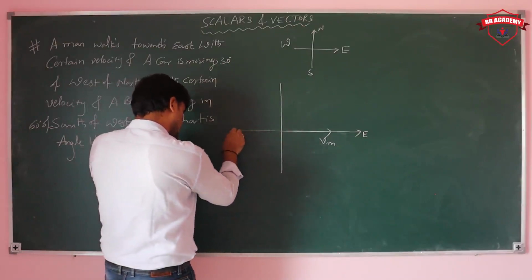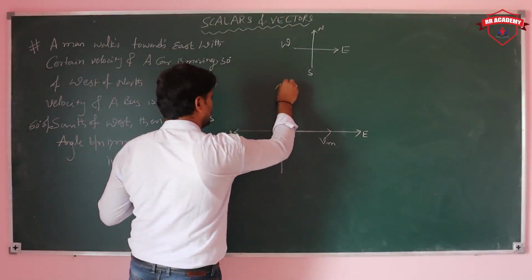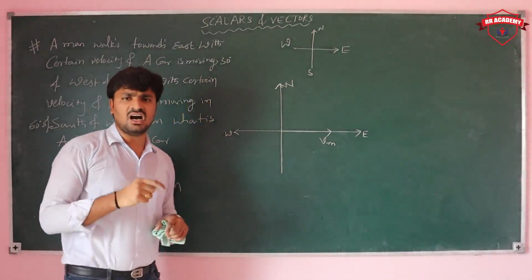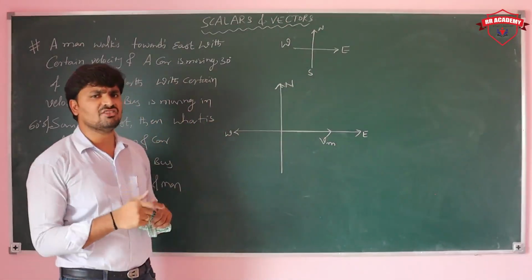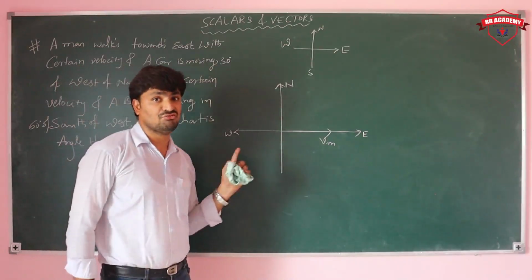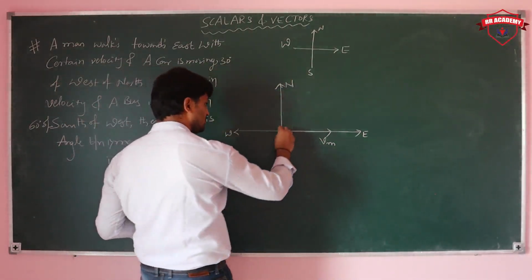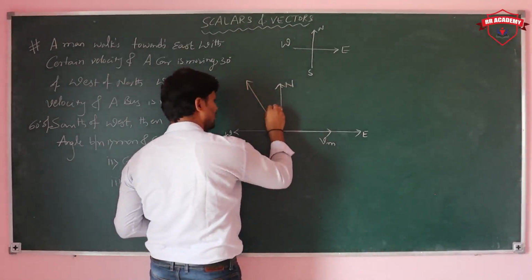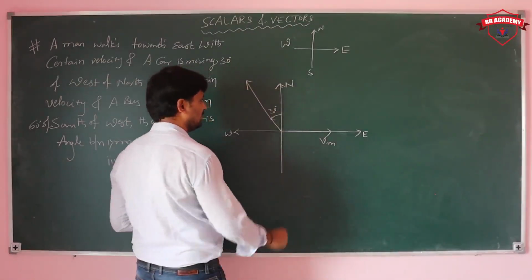So it is west, and this is north, as well as west. Now the car is moving in which direction? West of north, 30 degrees. West of north means this is the angle 30. We need to take west of north.